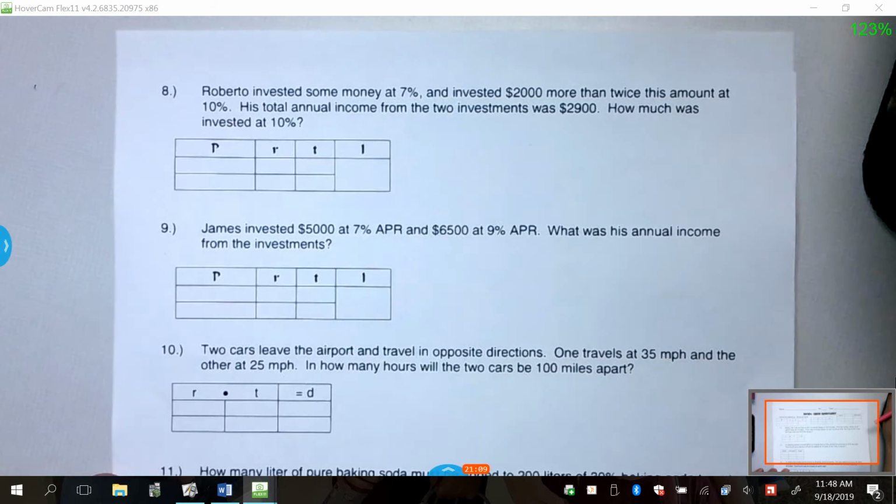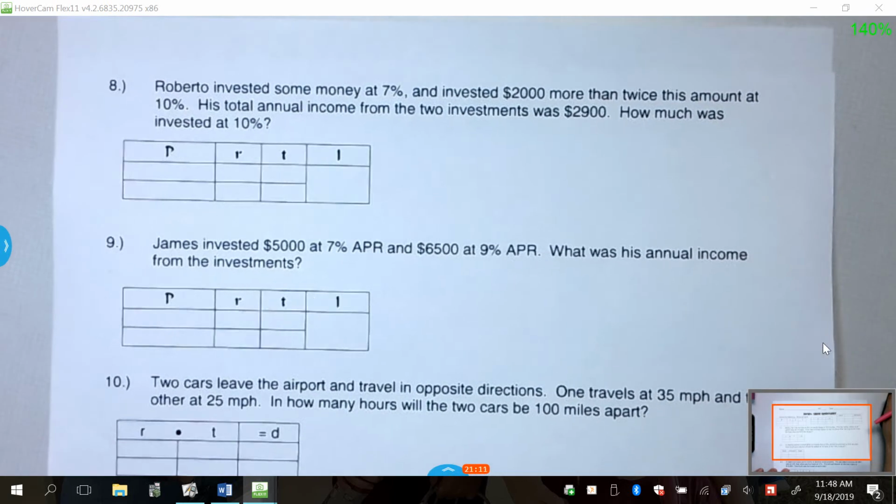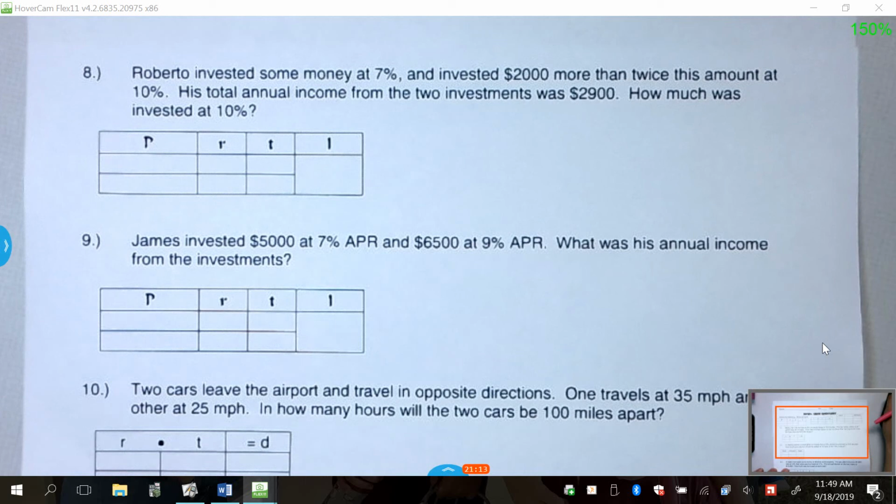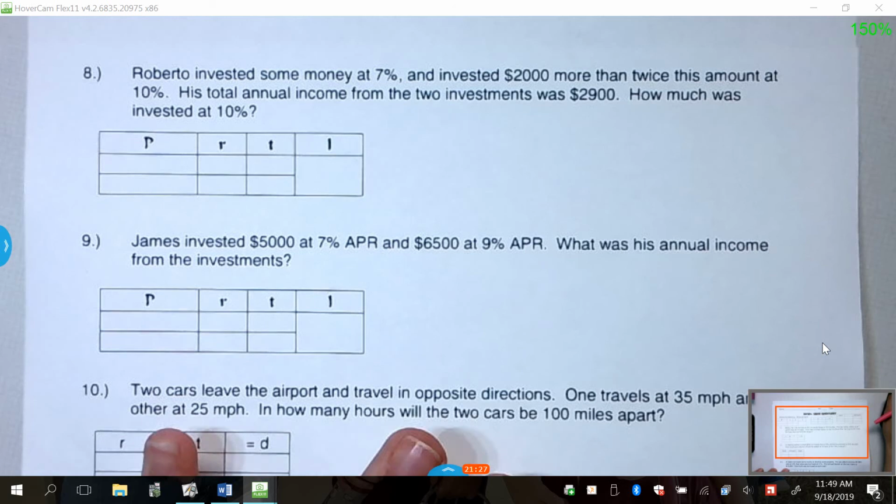Alright, let's look at number 8. So we're doing an investment problem. Roberta invested some money at 7% and invested $2,000 more than twice this amount at 10%. Okay? His total annual income from the two investments was $2,900. How much was invested at 10%?